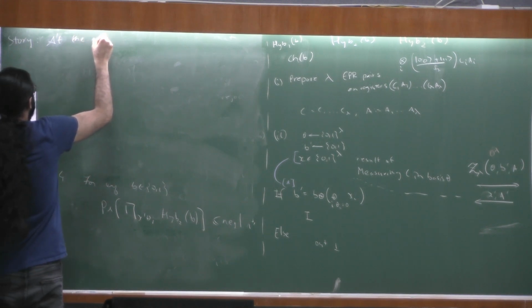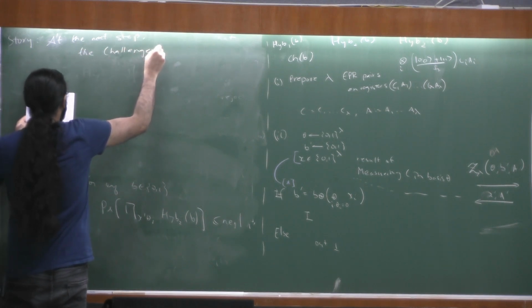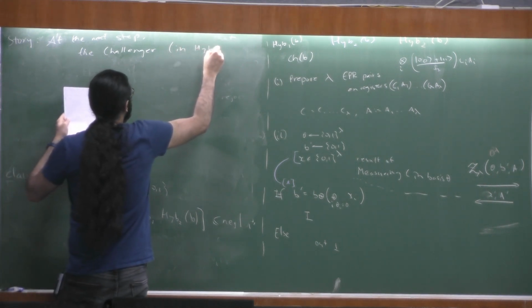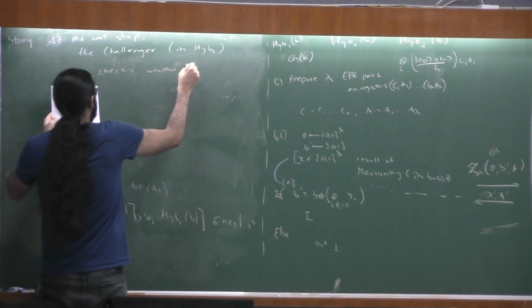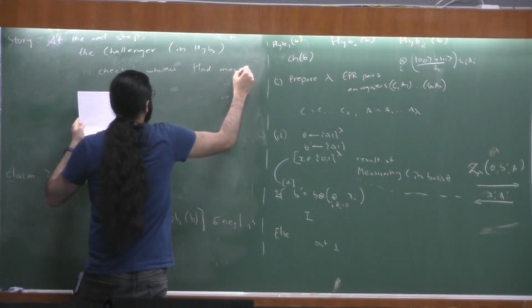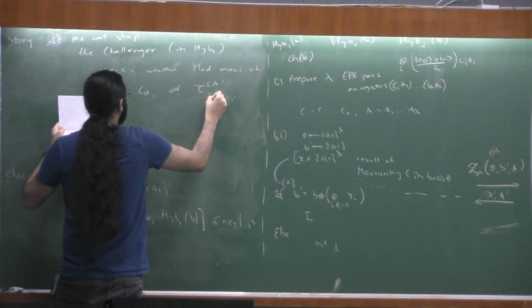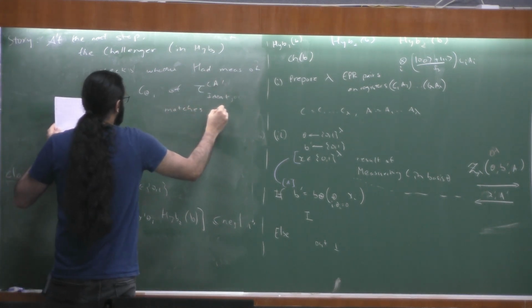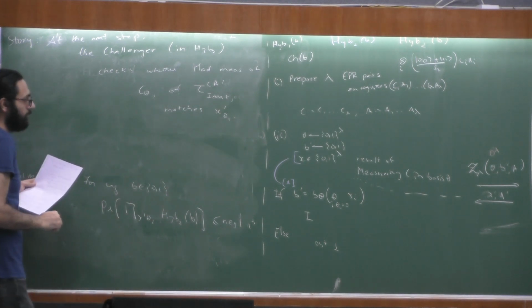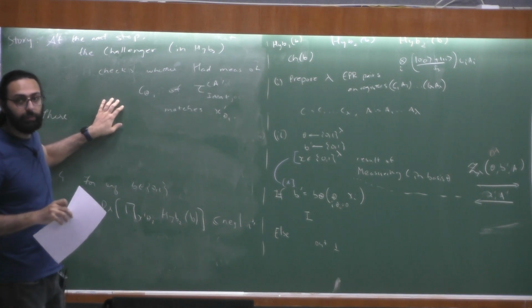So at the next step, the challenger in hybrid 2 checks whether the Hadamard measurement of C theta 1 of tau C A prime ideal matches X prime theta 1, right? So that's fine. Is this okay?